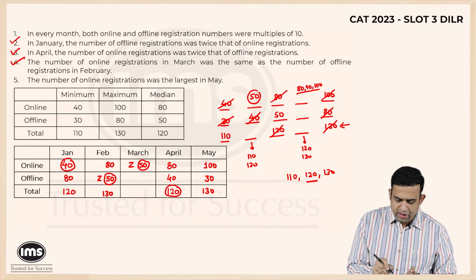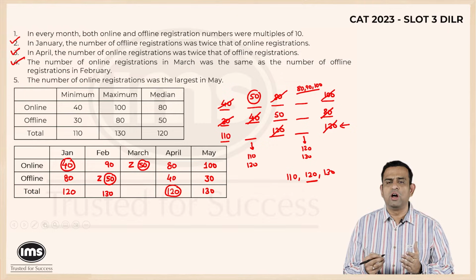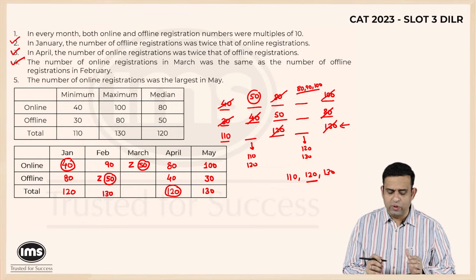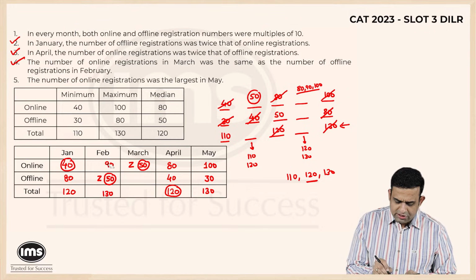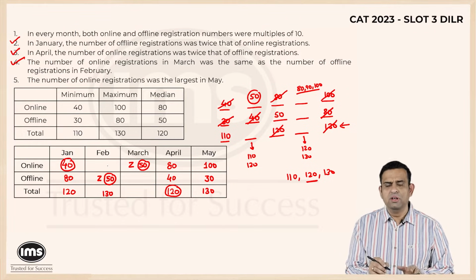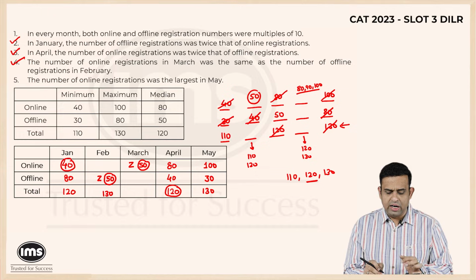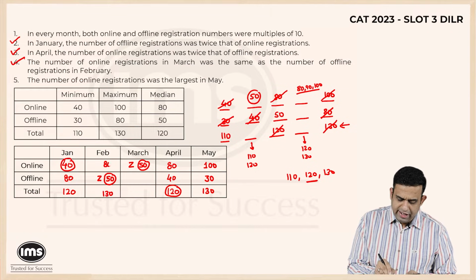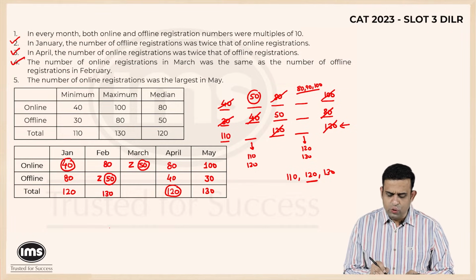Please note, can I put a 90 over here? And the answer is no, because 90 plus 50 will give you 140, but the largest total registration in any month was nothing but a 130. So with this taken into consideration, this 90 is not possible, and then we cannot also place a 100 over there. So it has to be a 80 here plus 50 giving you 130.